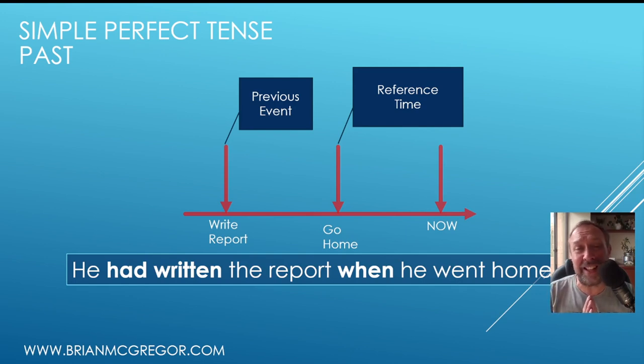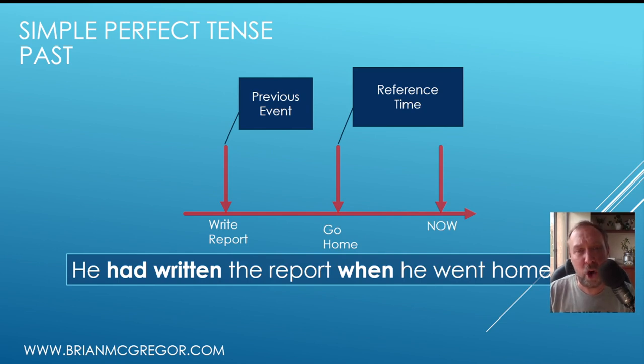Okay? If I changed it and I said he wrote the report when he went home, that would be confusing. We might think that he goes home and then writes the report. But if we say he had written the report when he went home, we know that he wrote the report before going home. Okay? Again, if we say he wrote the report when he went home, we will assume that when he got home, at that point of time, at this point here, he would write the report, but that's not the situation. He wrote it before.